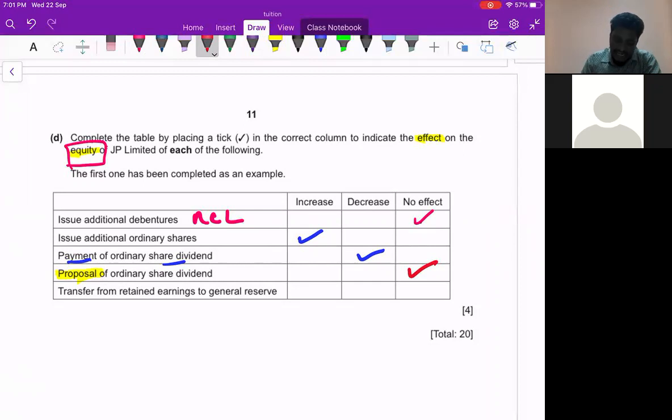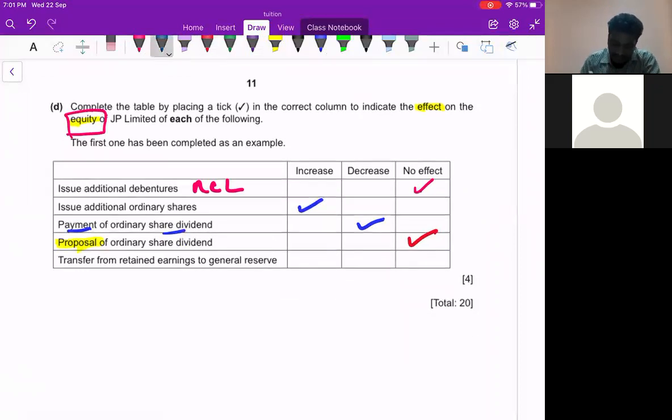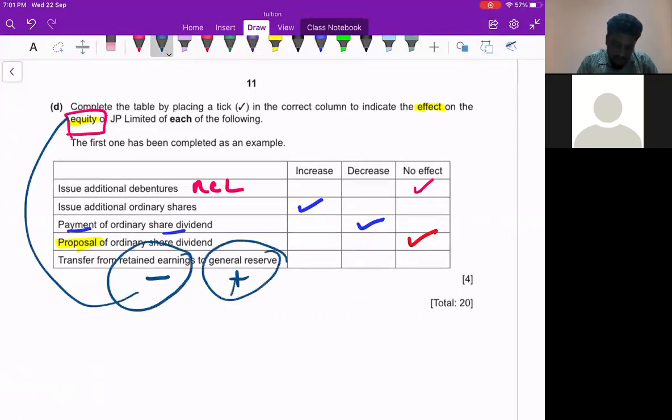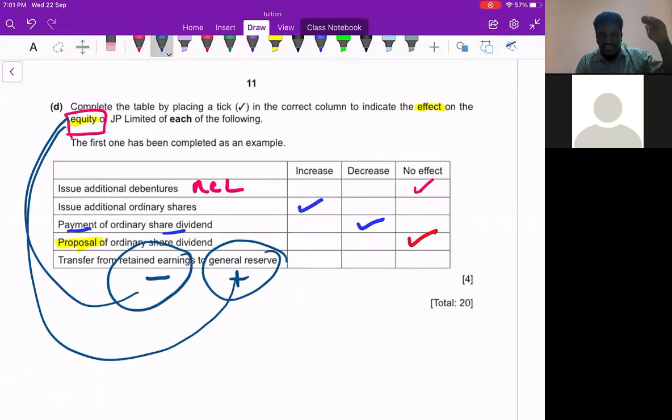Transfer retained earning to general reserve. If you transfer, you will minus the retained earning and then you plus the general reserve. Retained earning will be reduced and general reserve will be increased. Retained earning also is equity, general reserve also equity. So you minus from one equity, you plus to the other equity. So as a total, there will be no effect. So answer is no effect.